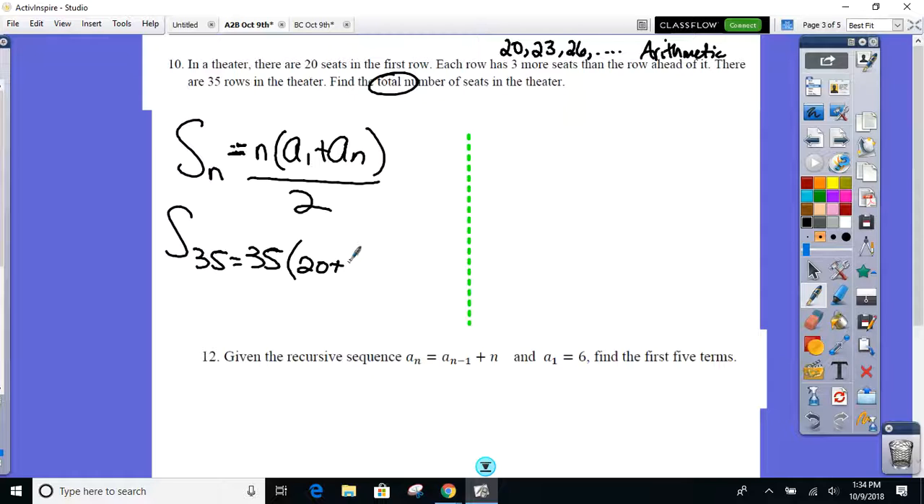What am I really looking for if I put a 35 here? 35th term. How many seats are in the 35th row? I have no idea. And I'm not about to list them all out. Is there anything else you have available for an arithmetic sequence that finds any term? Yeah, buddy. Here we go. You got a1 plus n minus 1 times d available.